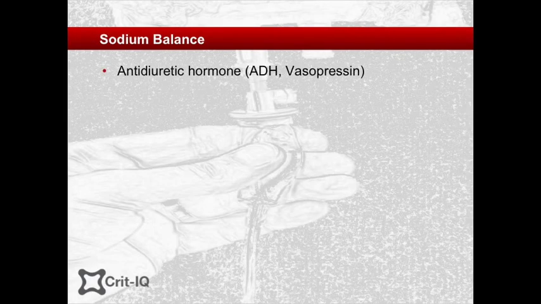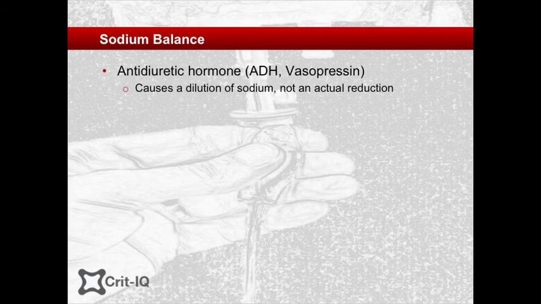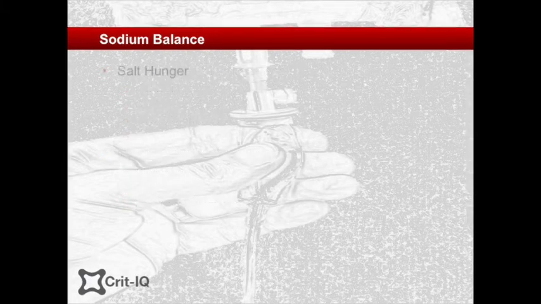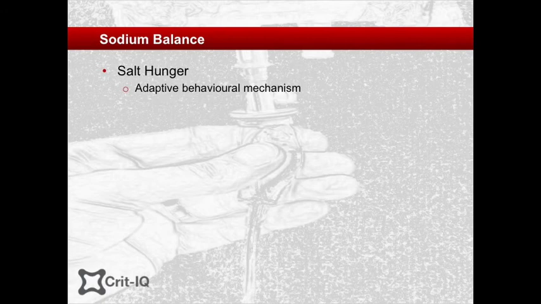As discussed, the main function of antidiuretic hormone is the increased reabsorption of water, thereby diluting its concentration rather than reducing total sodium itself. However, it does increase sodium reabsorption by cortical collecting ducts to a small degree. A number of other hormones have minor effects on sodium balance, as shown here. Salt hunger is another behavioural adaptive mechanism that arises in salt deficiency.